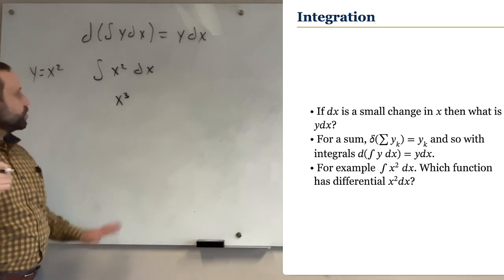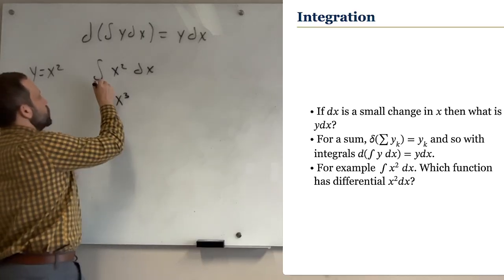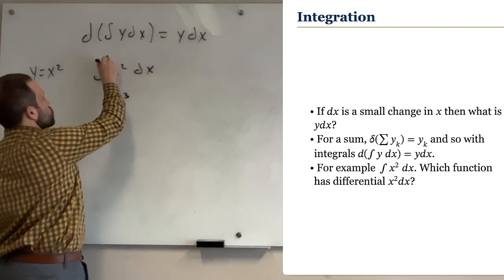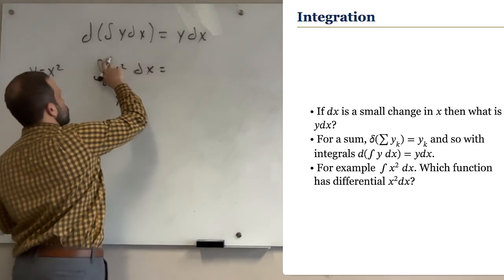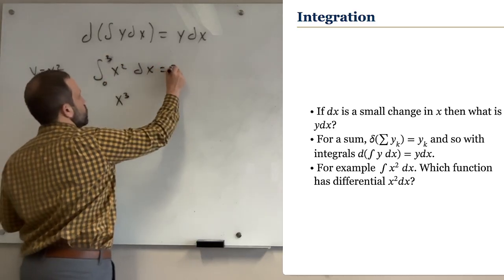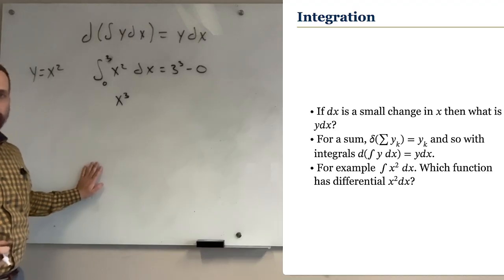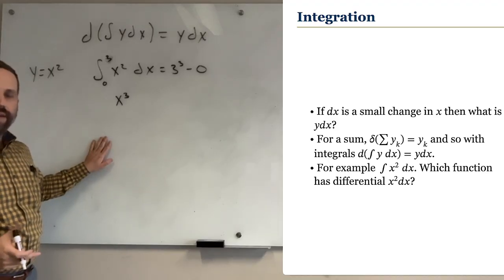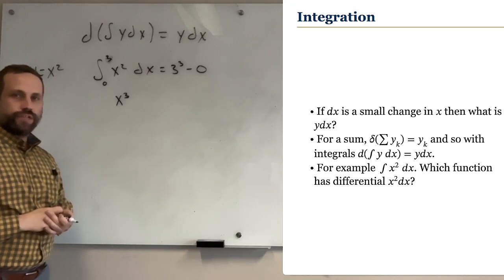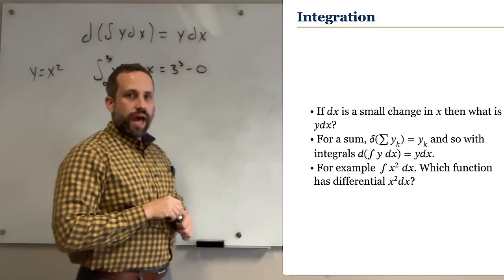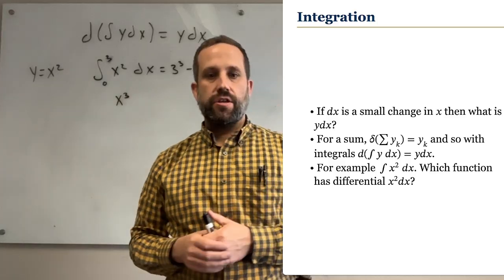And so now the integral, let's say from 0 to 3, is going to be equal to 3 cubed minus 0. Again, the way that he conceptualized things, the first term is always going to be equal to 0.